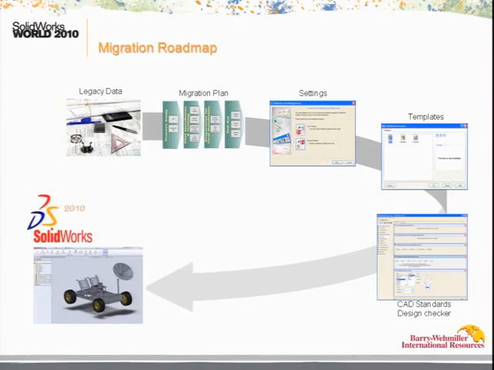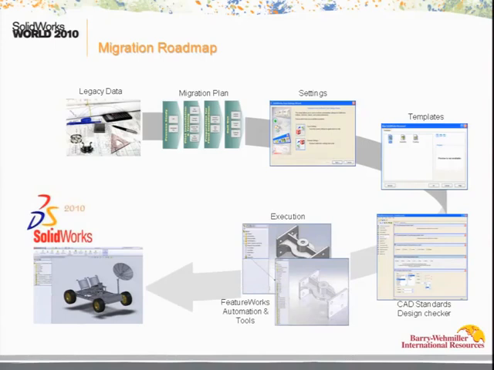Now, some of you may be ahead of the times and have taken the effort to bring in standardization in your legacy system, but for many of you, this may represent a chance to define your standards and start working on them. We are going to take a look at the execution, wherein we will talk about feature works and automation tools a bit, and we will take a look at a case study.